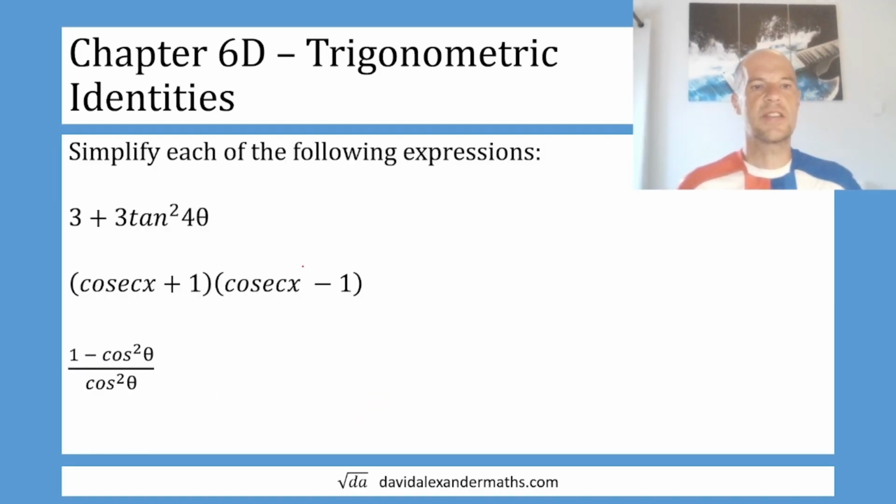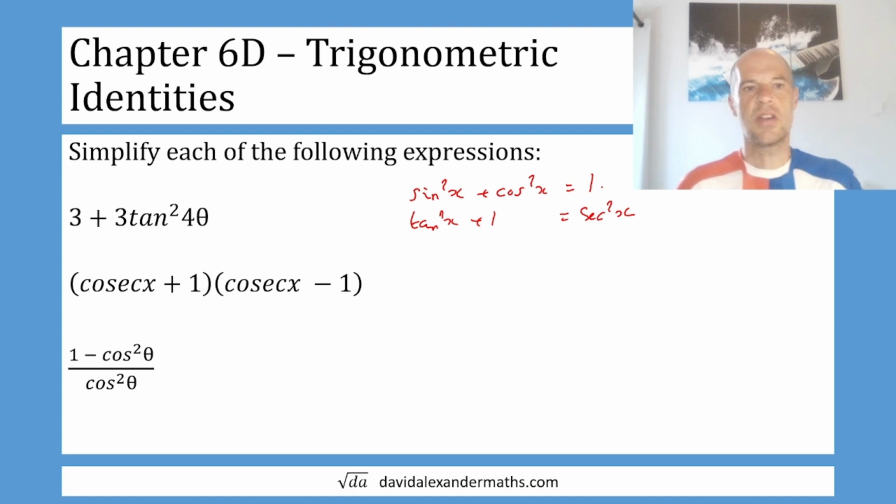Okay, so for these three questions, we need to simplify the following expressions. Well, the first one has got a tan squared in. Let's ignore the fact that it's a 4 theta. Imagine that was just a theta or an x. So let's just think about our trig identities. We've got sine squared plus cos squared equals 1. So what's the one with tan squared in? Well, that's the one where I divide all through by cos squared. So that will be tan squared plus 1 equals, 1 divided by cos squared is sec squared.